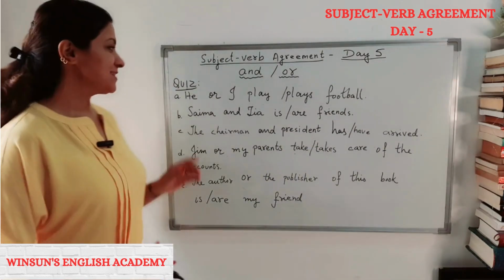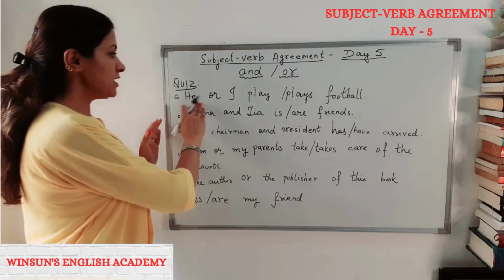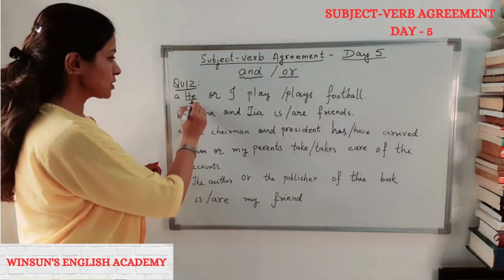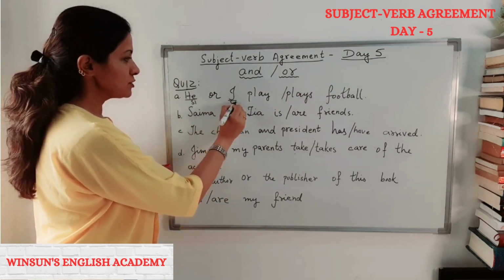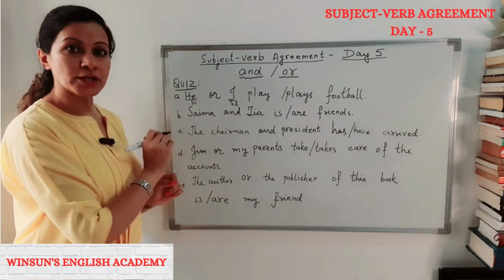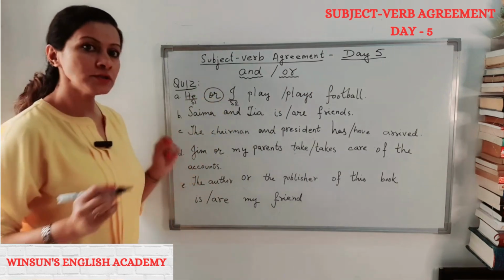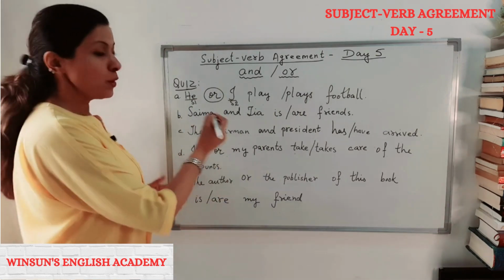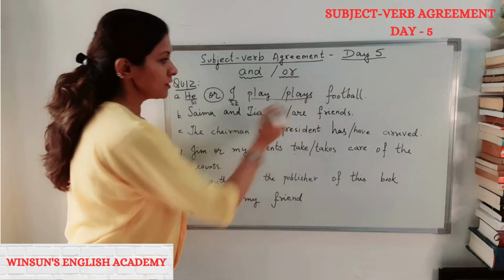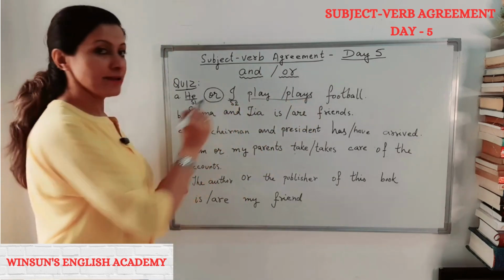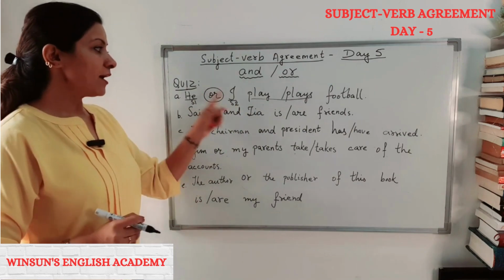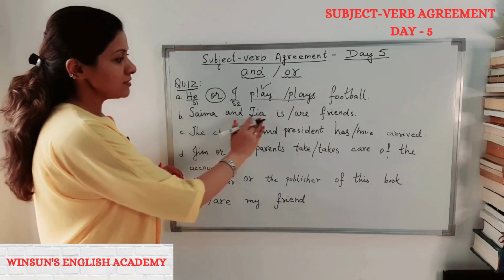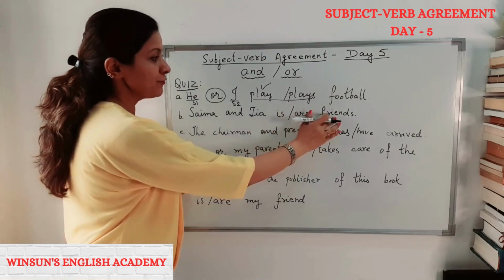Ready? Great. Now let's look at the first example. He or I play or plays football. Now, he, subject 1, or I, subject 2, and these two subjects are joined by or. According to the rule, the verb agrees with the closest noun or pronoun. Now, where's the verb here? Here, right? And the closest is I. As per rule, we know that I takes the plural verb. So, play.